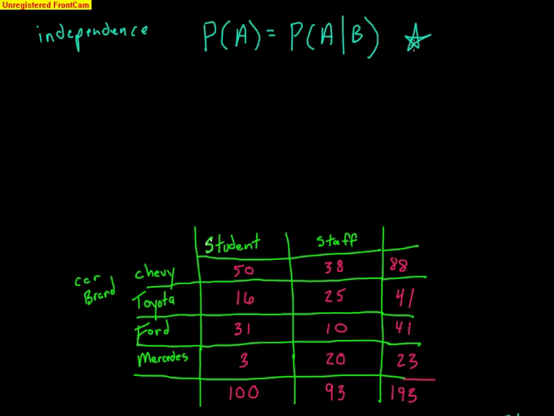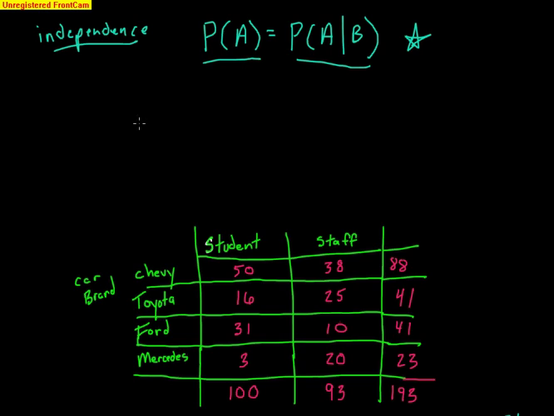Because this is the probability of A, this is the probability of A given B has occurred. If these are the same, then it proves that B did not impact A at all. Because here, who cares about B? Here, well, B occurred. If these are the same, then it proves that B had no impact on A, thus proving independence.